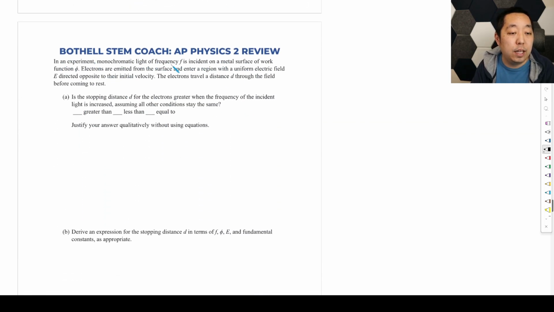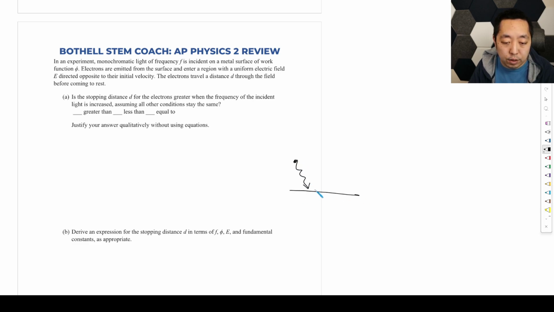Okay, let's look at this one. A monochromatic light of frequency f is incident on a metal surface of work function phi. Electrons are emitted from the surface and enter a region of a uniform electric field directly opposite of their initial velocity. The electrons travel a distance d through the field before coming to rest. Is the stopping distance d of the electrons greater when the frequency of the incident light is increased, assuming all conditions stay the same? Okay, so what's happening is you are sending photons, right?